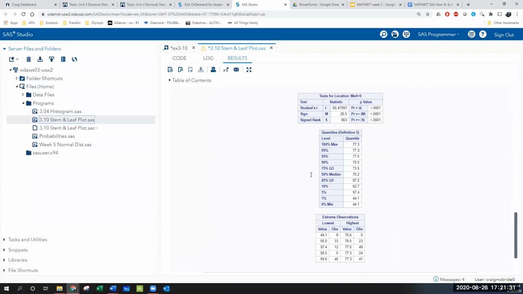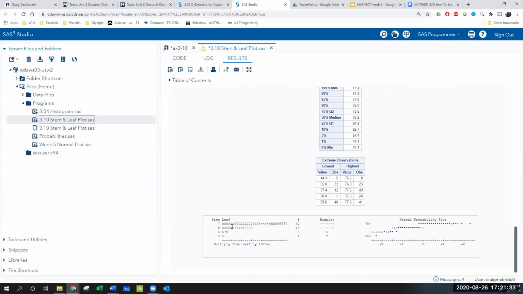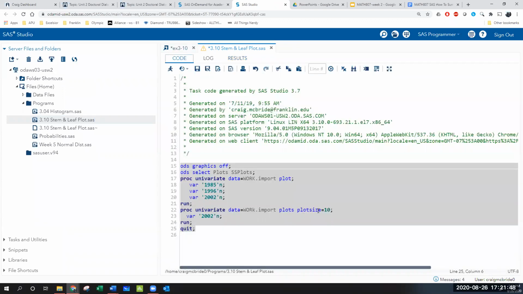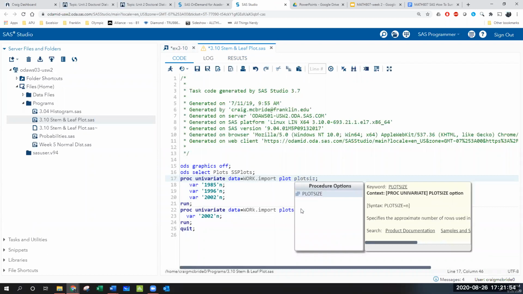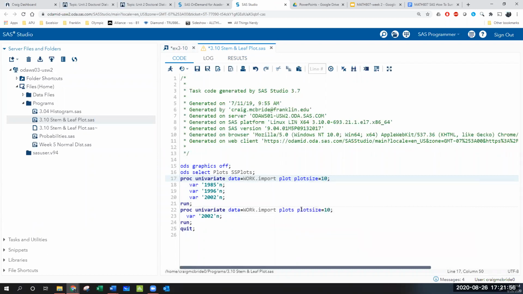There's mine, and then there's yours. Holy moly, look at that. Well done. That's fantastic. All right. So it looks like we have to make the... it says plot size equals 10 is the big difference. Yeah. Size equals 10. Very good sleuthing. I love it when students figure stuff out.